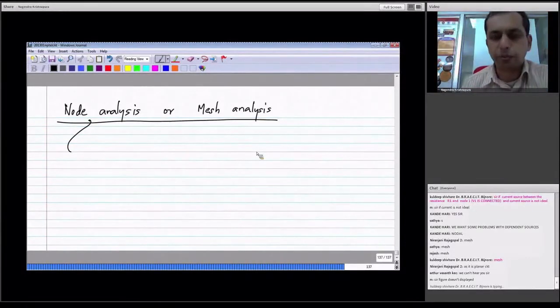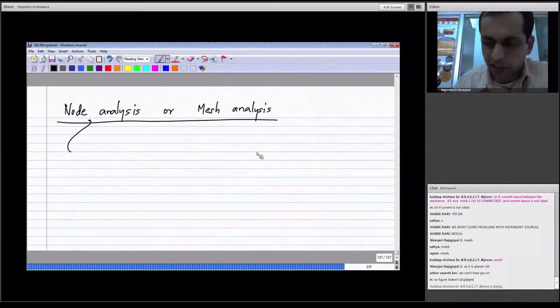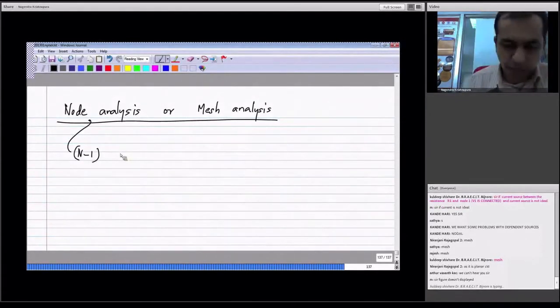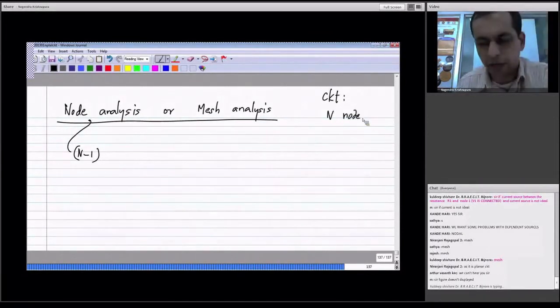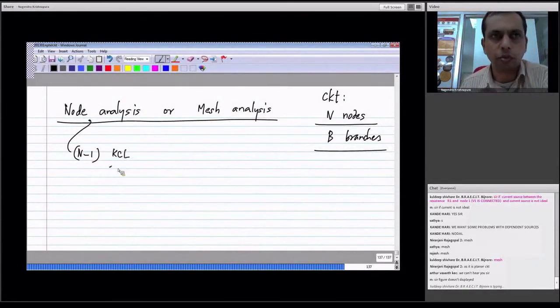So the choice is based on the number of equations you have to solve. For node analysis, you have n minus 1 equations. So let's take a circuit with n nodes and b branches. So n minus 1 KCL equations for nodal analysis, and for mesh analysis it is b minus n plus 1 KVL equations. So this is what we need to solve.